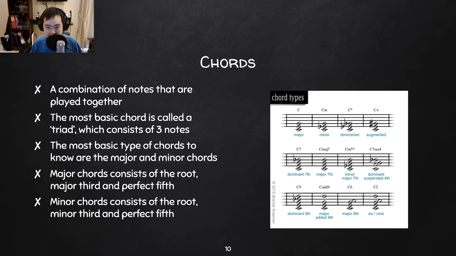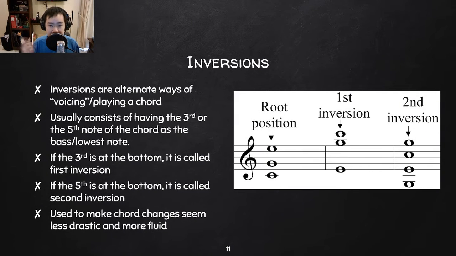All right, now you know how to create a major and a minor chord, so we can move on. Inversions. What are inversions? Well, inversions are just a different way of playing the same chords. It's an alternative way of playing the chord, or what we call voicing a chord. It usually consists of having the third, the major or minor third depending on the chord, or the perfect fifth of the chord as the bass, the lowest note.